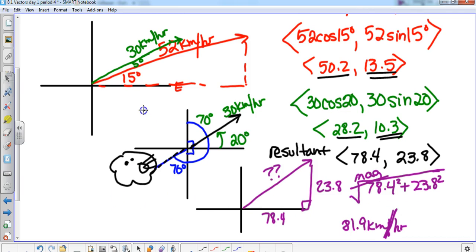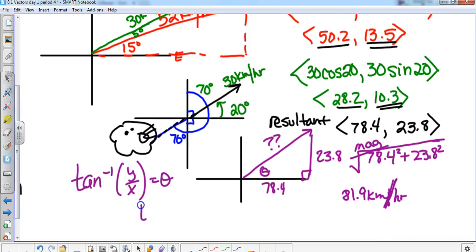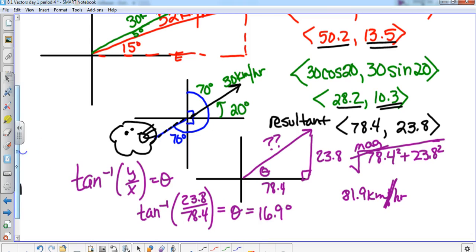The other thing we need to know is how much off course the wind is pushing this. So we need to find this angle in here. How can we do that? Opposite over adjacent? Can we use inverse tangent? Okay, so we're going to do inverse tangent of y over x to get our angle. For this particular problem, that means inverse tangent of 23.8 over 78.4. Anybody got an angle for me? 16.9 degrees.